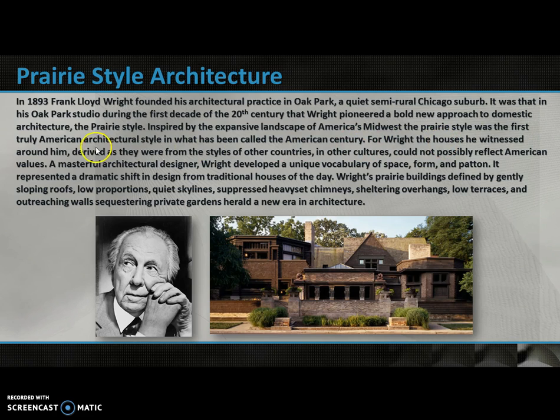For Wright, the houses he witnessed around him, derived as they were from the styles of other countries and other cultures, could not possibly reflect American values. A masterful architectural designer, Wright developed a unique vocabulary of space, form, and pattern. It represented a dramatic shift in design from traditional houses of the day. Wright's prairie buildings, defined by gently sloping roofs, low proportions, quiet skylines, suppressed heavy-set chimneys, sheltering overhangs, low terraces, and outreaching walls sequestering private gardens, herald a new era in architecture.